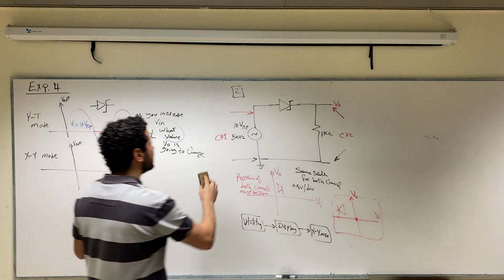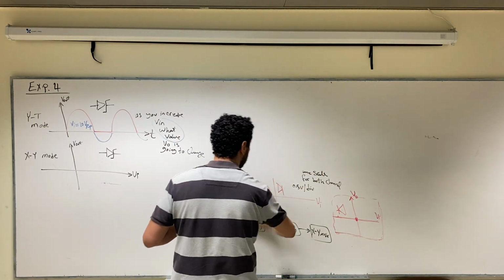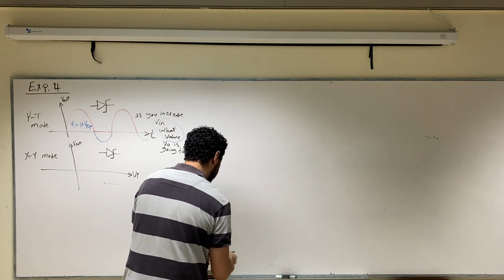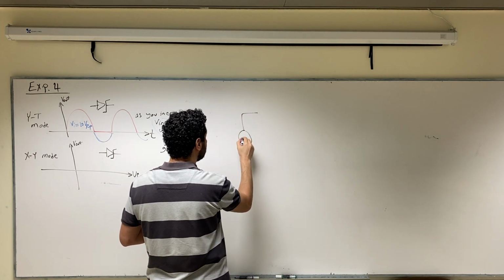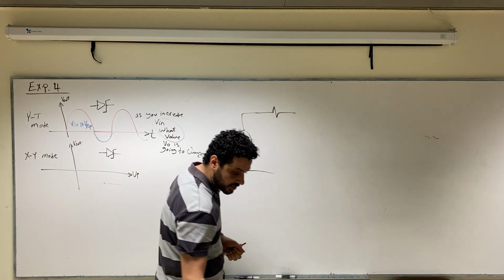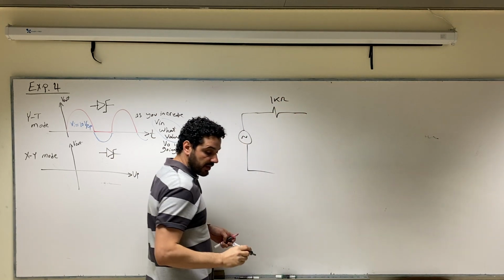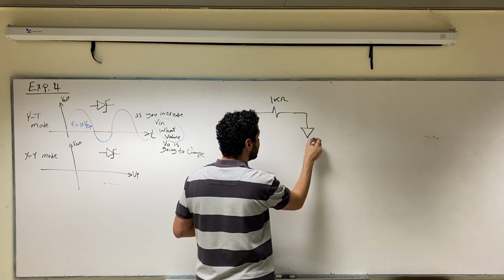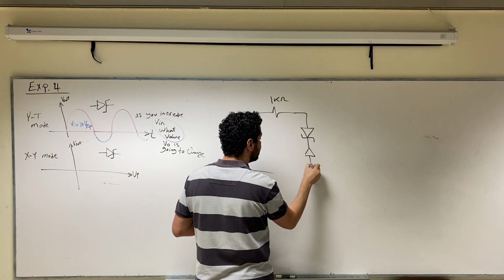The next circuit is purely Zener diode. So the next circuit looks like this. AC source, and then resistor here, which is 1 kilo ohm. Then we'll have 2 Zener diodes connected in opposite directions. So this is the first Zener diode, and this is the second Zener diode.